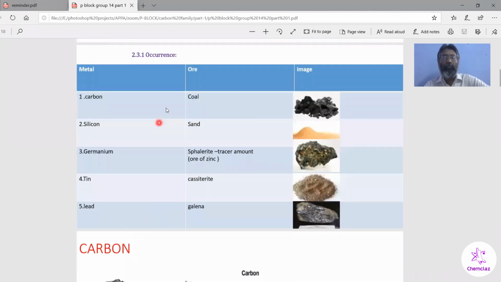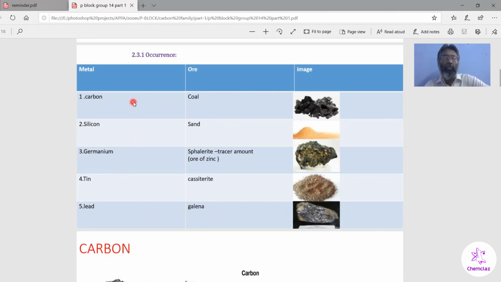First, occurrence. Occurrence means you have to discuss minerals and ores. Elements exist in a pure state or combined state in minerals along with earthy impurities. If the element is enriched in that mineral, then the substance is called an ore. So carbon, silicon, germanium, tin, lead: these are the members of the carbon family, group 14.